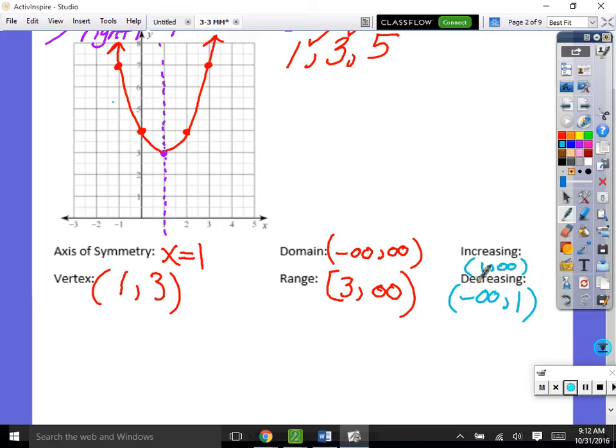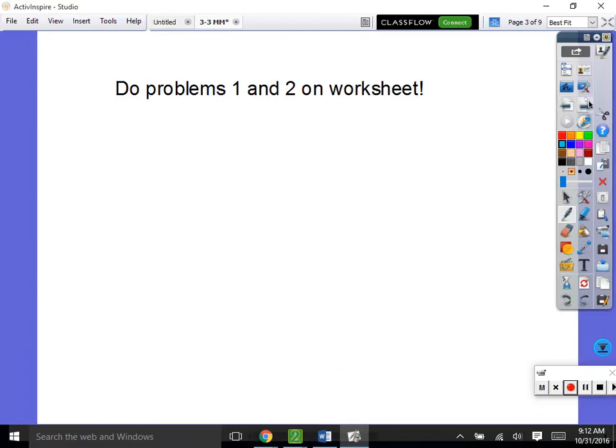You guys feel pretty good about those? Okay, I'm going to let you do 1 and 2 on your worksheet. So with the class practice, I'm going to give you a second to do 1 and 2, and then we'll come back and graph them in standard form. Check those off with me, and then we'll move on.